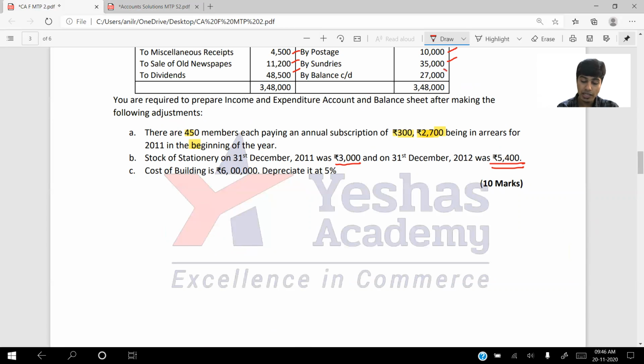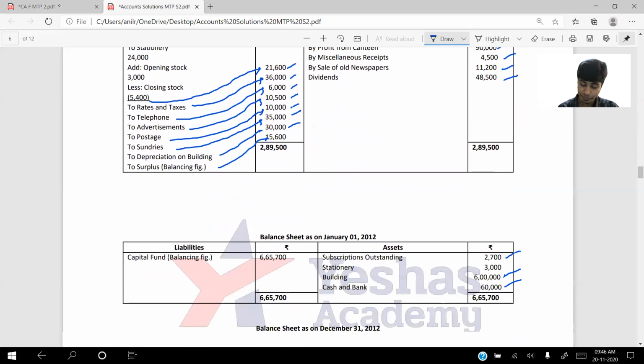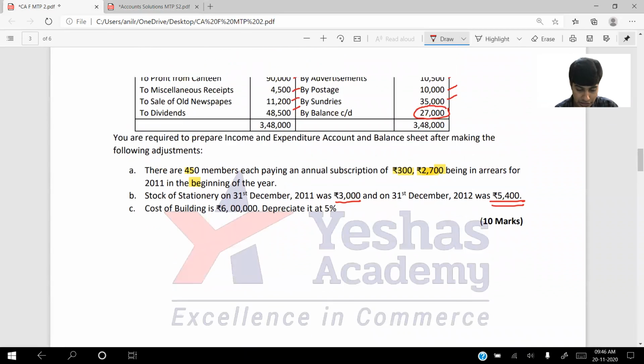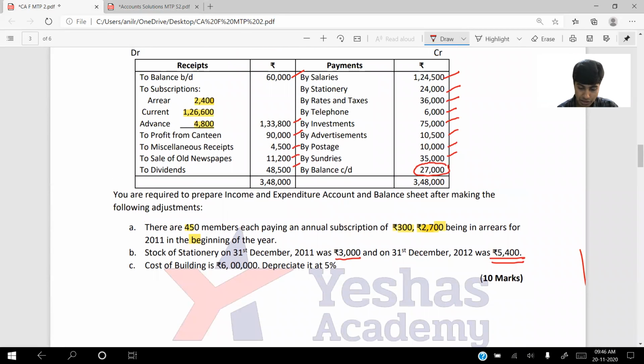That is my balance carried down. This will go to my closing balance sheet asset side. How much is it? That is my 27,000. This is the stock that is there, inventory, and that's it. Here are the investments. Investment is an asset.